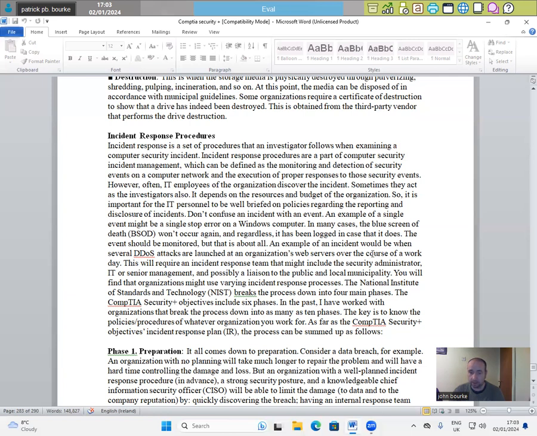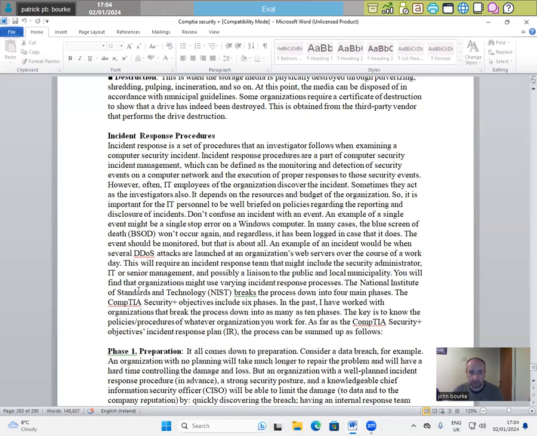An example of an incident would be when several DDoS attacks are launched at an organization's web servers over the course of a workday. This will require an incident response team that might include the security administrator, IT, or senior management, and possibly a liaison to the public and local municipality.